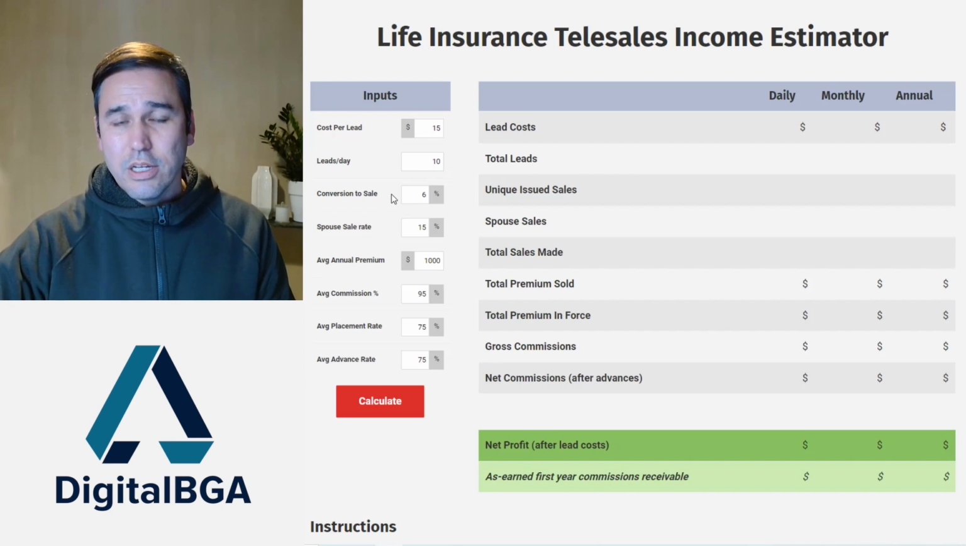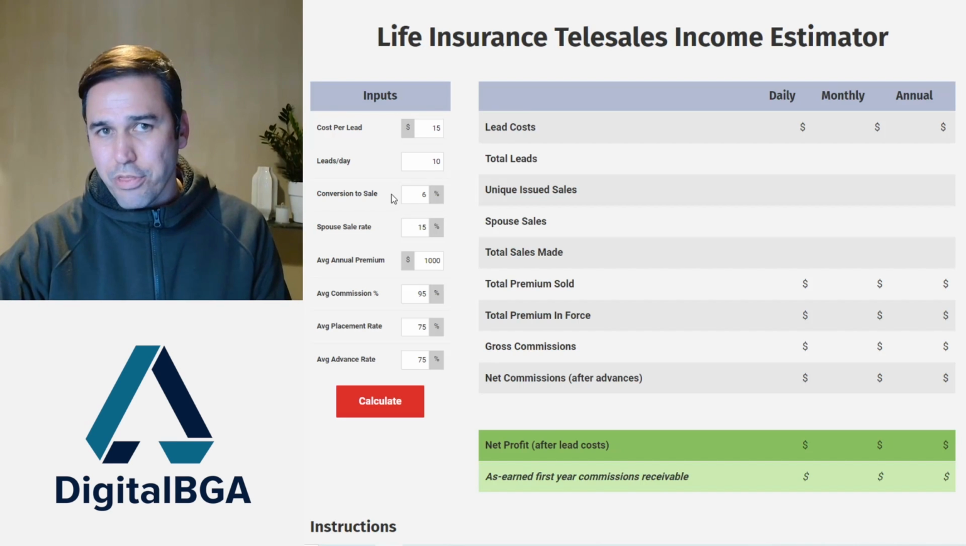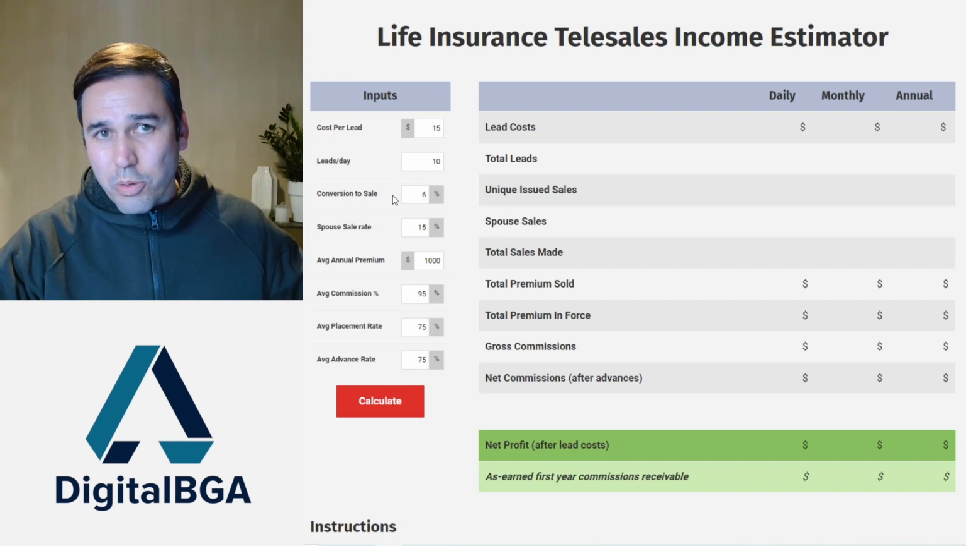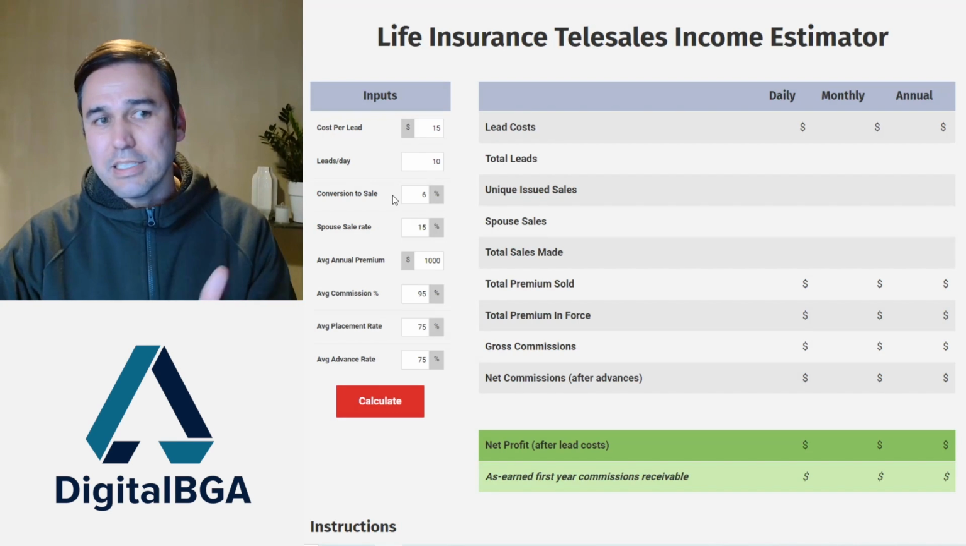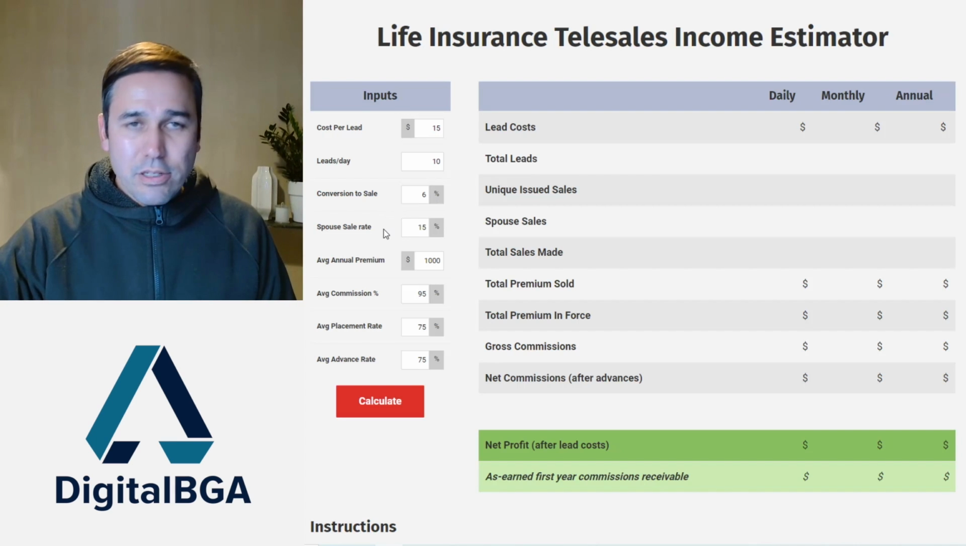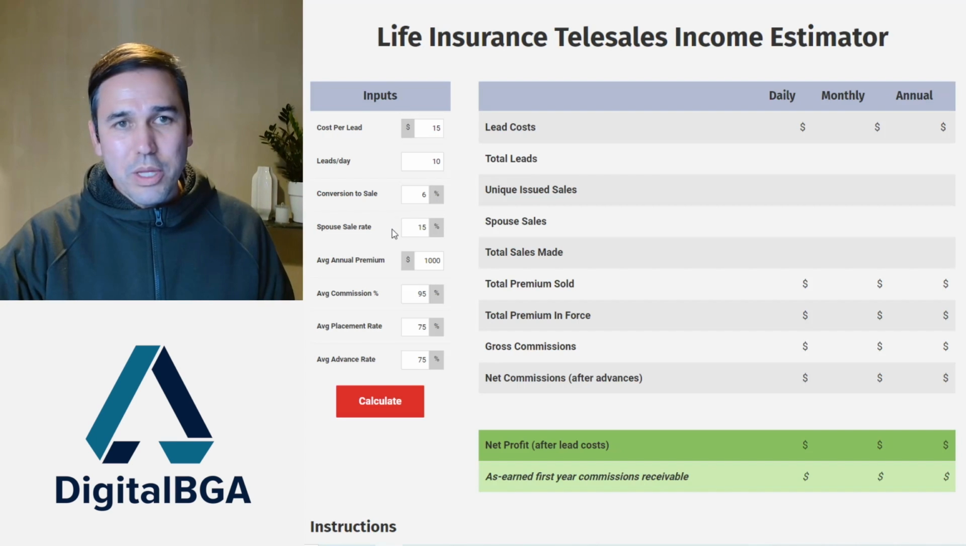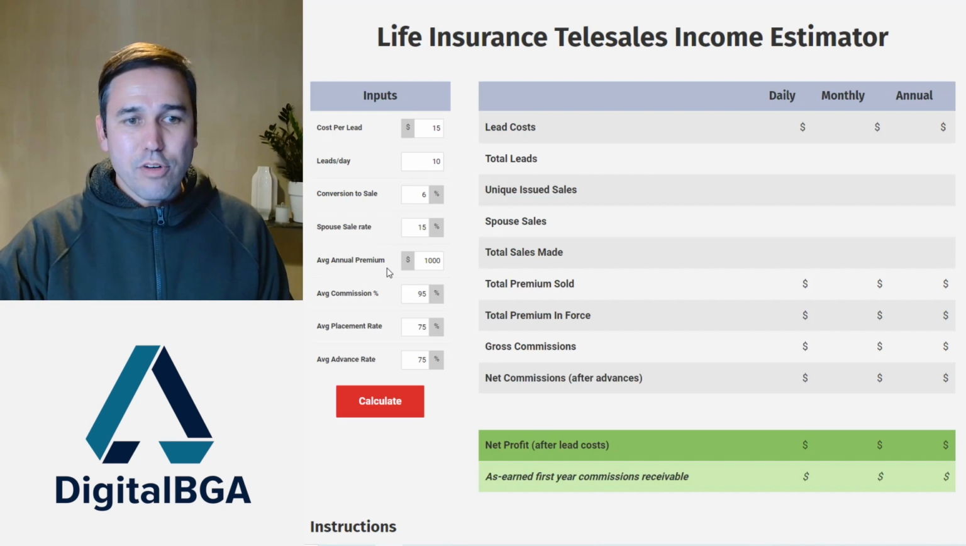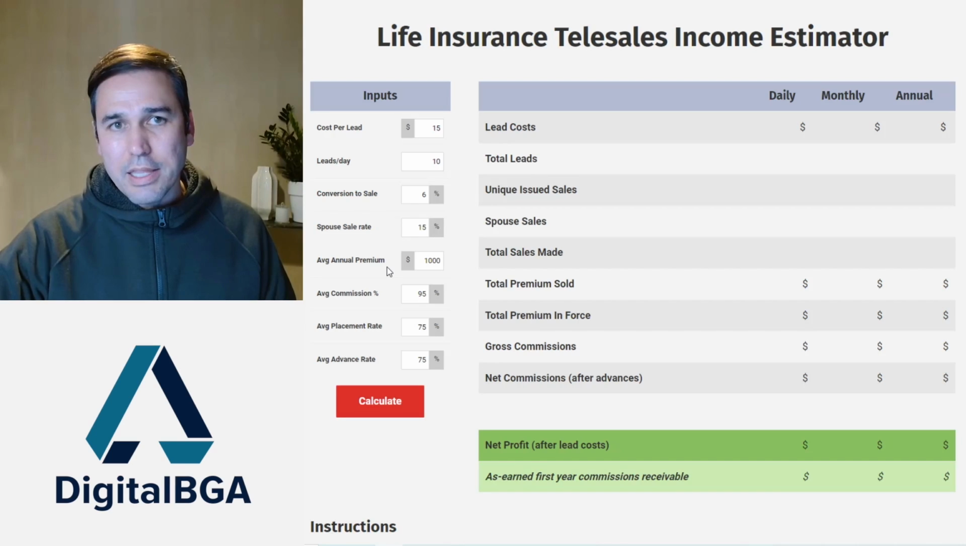Conversion to sale. Again, just during that time frame, you're just looking at leads from November 1st to November 30th. If a lead was received in October, and you made a sale in November, that doesn't count as a sale. All right, so conversion to sale. Spouse sale rate. All right, if you don't know what that is, just leave it around 15%. That's about average. Average annual premium, it depends on the lead that you're working.